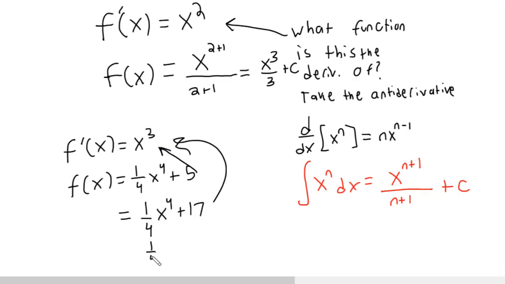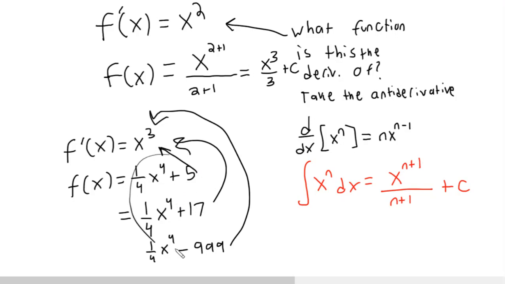And one more time, if I had 1/4 x to the 4th minus 999, if I differentiate this, that 999 goes to 0, and that 1/4 x to the 4th becomes x cubed. So you can see that all of the constant values can be differentiated to get x cubed. All of these guys will differentiate to the same thing. So that's why I add the plus c.